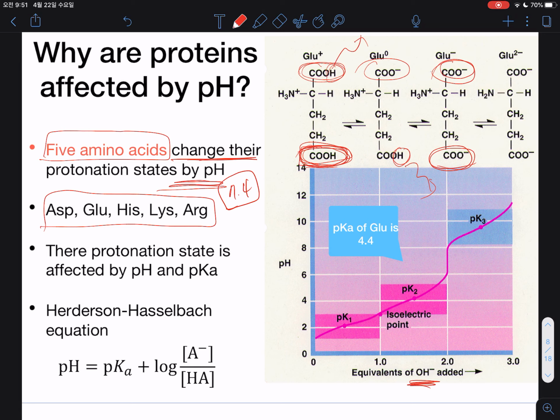So the protonation states of these 5 amino acids are affected by pH and their pKa, and the ratio between HA and A- can be calculated by the Henderson-Hasselbalch equation, as you have learned in biochemistry class, right? So pH equals pKa plus log of A- over HA. This is why pH affects the structure, stability, and behavior of proteins.